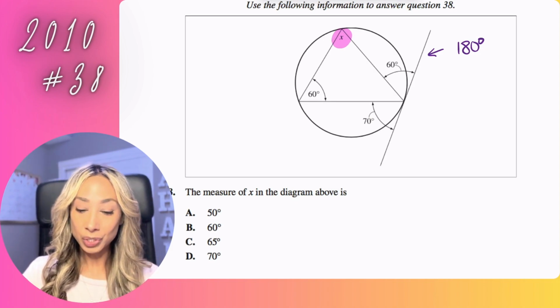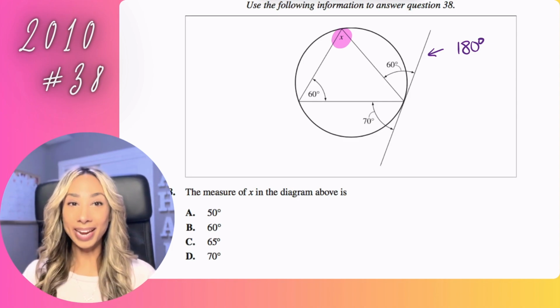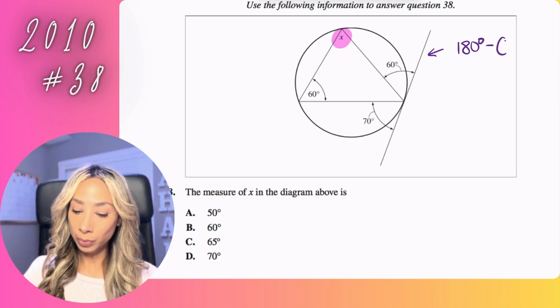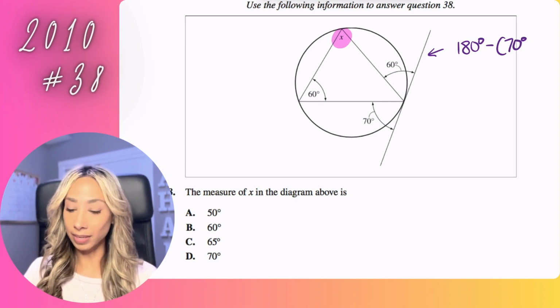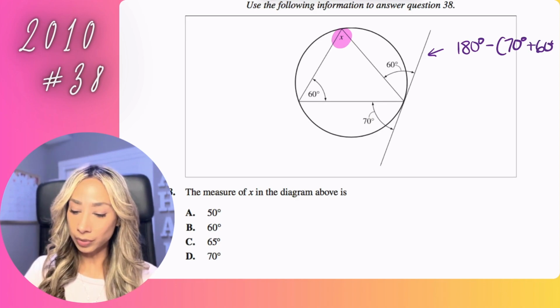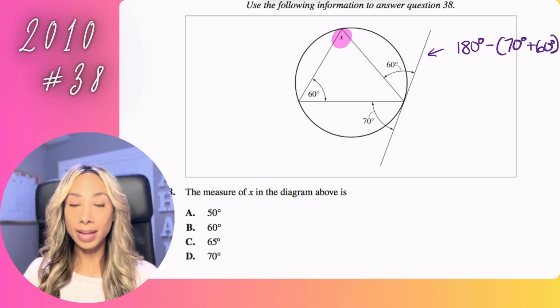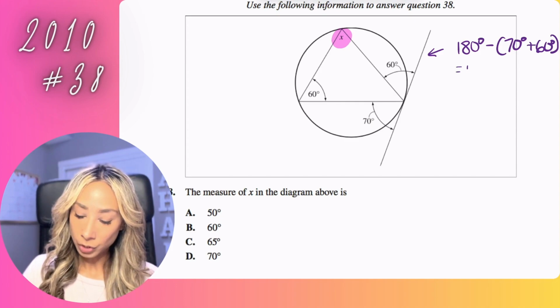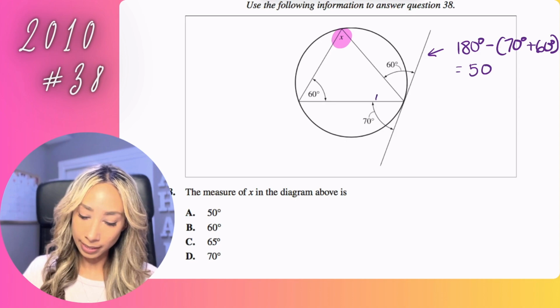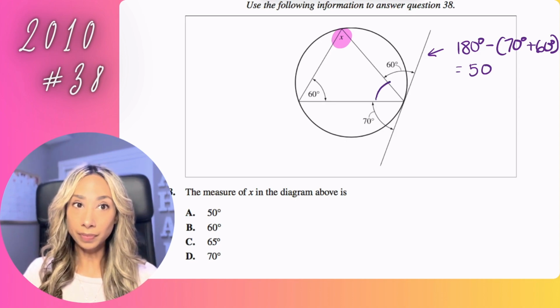Sorry about that. Once I look at my 180, I can actually remove the 70 degrees that they gave us along with our 60 degrees that they gave us. Altogether, that's going to give me 50. So if that's 50, what that means is this angle inside here is going to be 50.